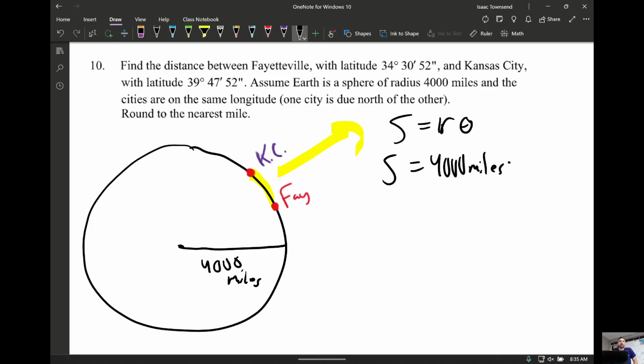and that central angle. So basically, how much does the angle have to open up to go from Fayetteville to Kansas City? So how much of an angle would there be if Kansas City's at 39 degrees, 47 minutes, 52 seconds, and Fayetteville's at 34 degrees, 30 minutes, and 52 seconds? How are we supposed to go about maybe finding this angle between them?